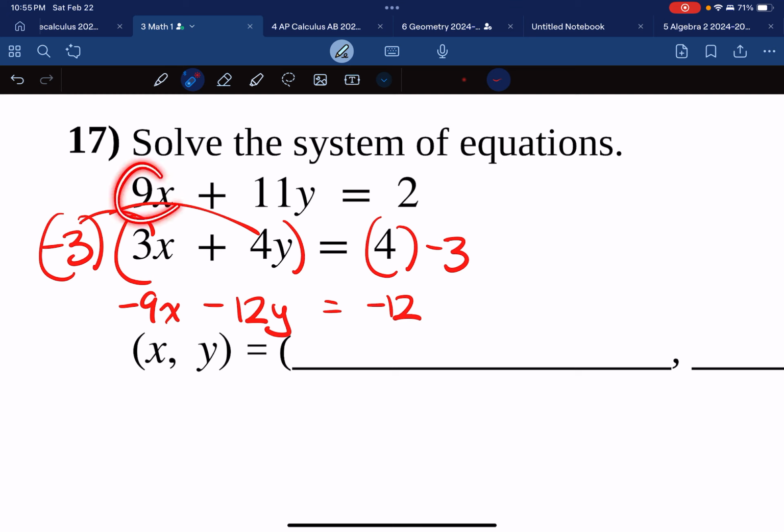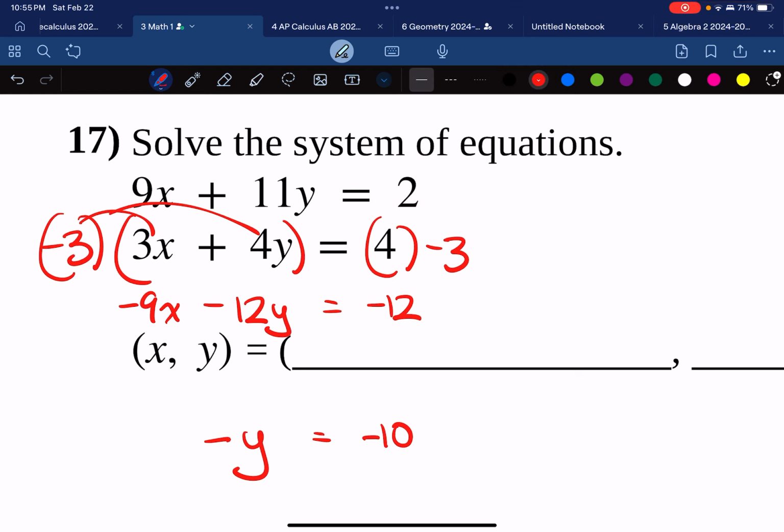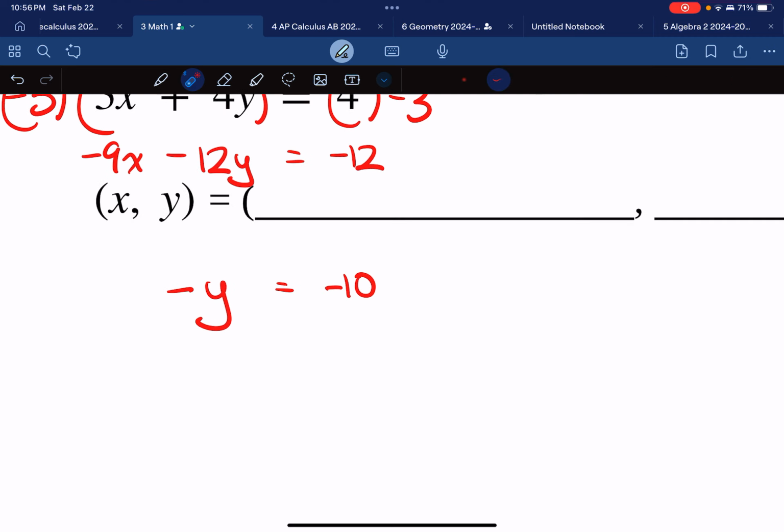All right, let's do this. 9x minus 9x, those are gone as planned. 11y minus 12y is a -1y, or just -y. And then over here we have a 2 and a -12, which add up to a -10. And I'm almost there. I'm solving for negative y. I need to solve for positive y. So get rid of the negative.